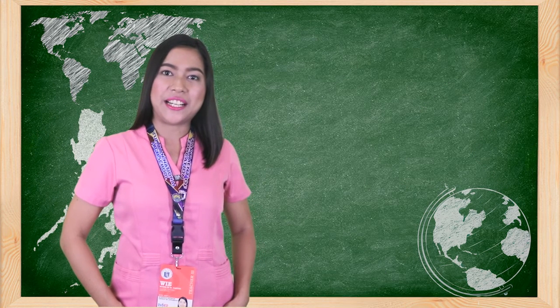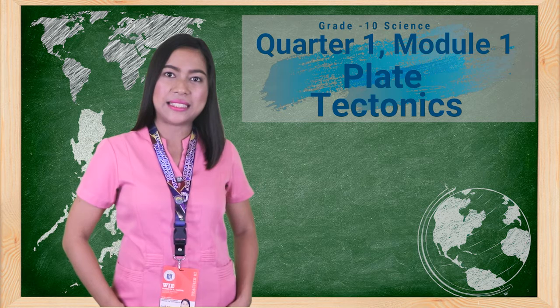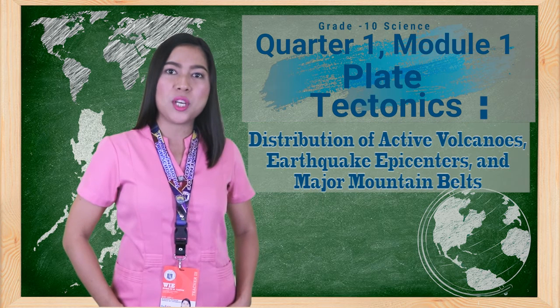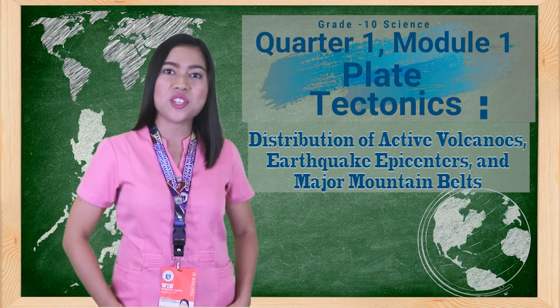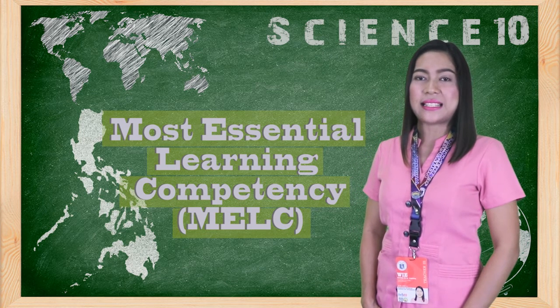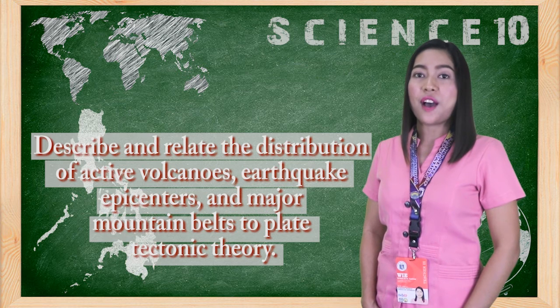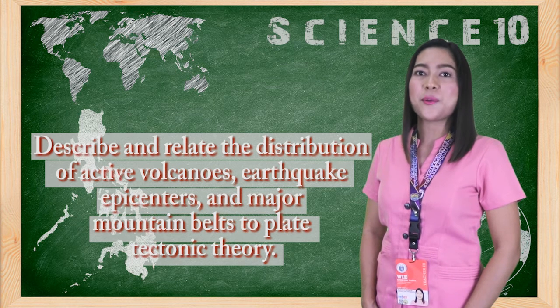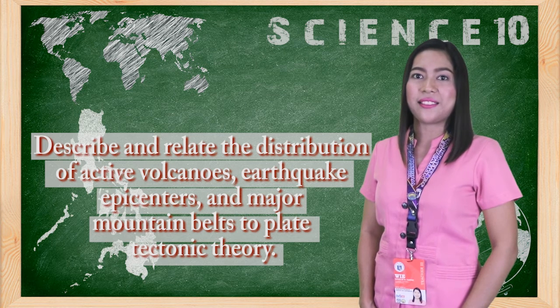Today, we will start our learning on Grade 10 Science Quarter 1 Module 1 entitled Plate Tectonics, Distribution of Active Volcanoes, Earthquake Epicenters, and Major Mountain Belts. The content of this module is anchored to the most essential learning competency, which is to describe and relate the distribution of active volcanoes, earthquake epicenters, and major mountain belts to plate tectonic theory.